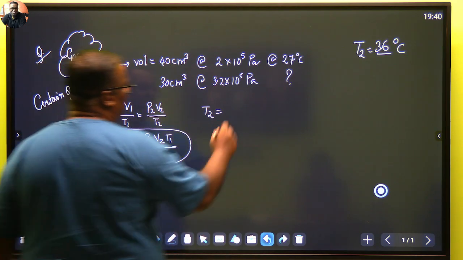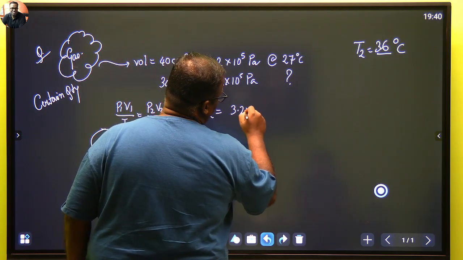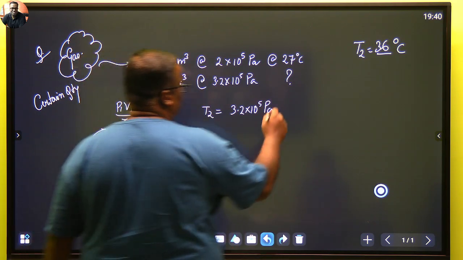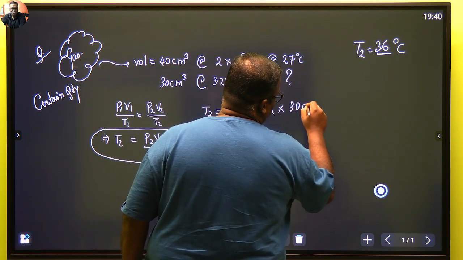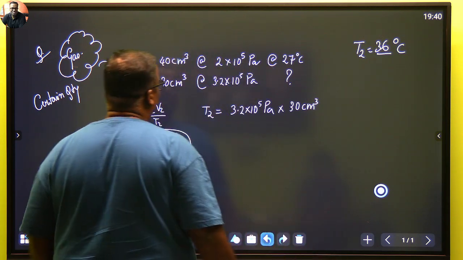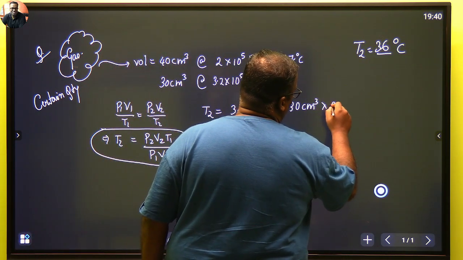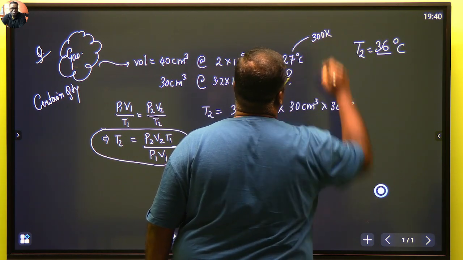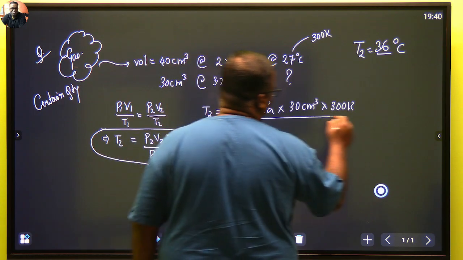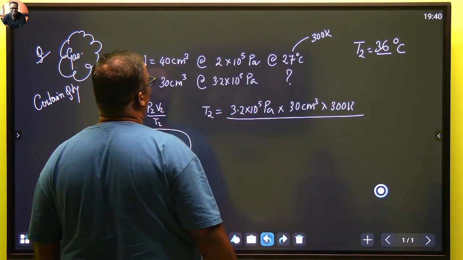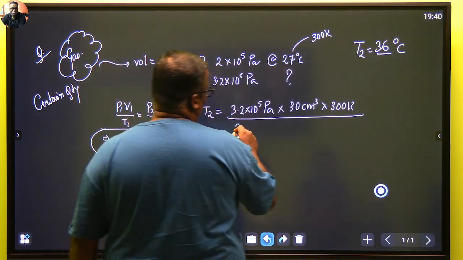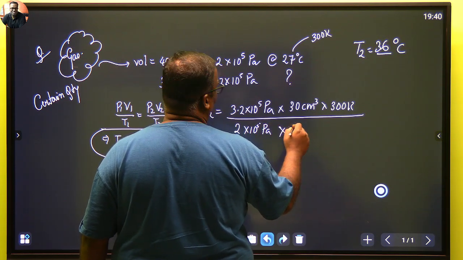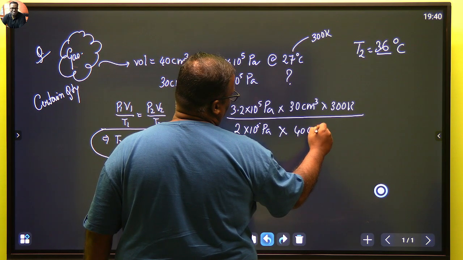What is the pressure? P2 is 3.2 into 10 to the power 5 Pascal, multiplied by V2, which is 30 centimeter cube, multiplied by T1, which is 300 Kelvin. Asmita, not 296.6, 300 Kelvin. Divided by P1, which is 2 into 10 to the power 5 Pascal, multiplied by V1, which is 40 centimeter cube.